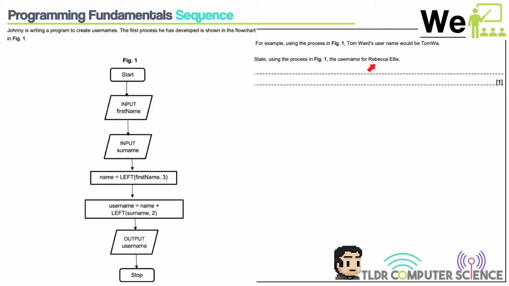We need to do the same with Rebecca. So Rebecca's first name is going to be Rebecca. Can you see what this function is going to end up doing? So left, Rebecca, comma, 3. That's right. It's going to give you the first 3 letters. So that's going to give you Reb. Remember, again, look, it's capital R, lowercase e and b. And then it's saying do the same with Ellis. So Ellis is going to get added on here. Ellis, comma, 2. So it'll be the first 2 letters of Ellis, but stuck onto Reb. So that's going to give you Reb, capital E, L.